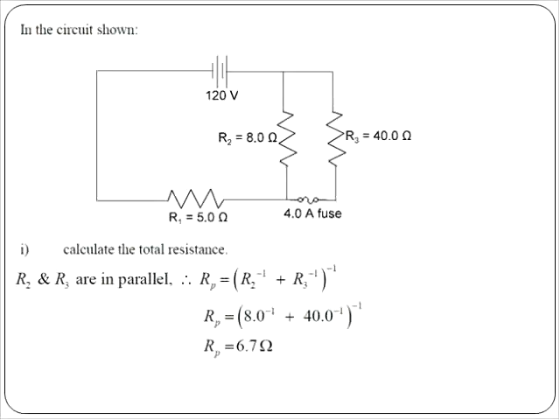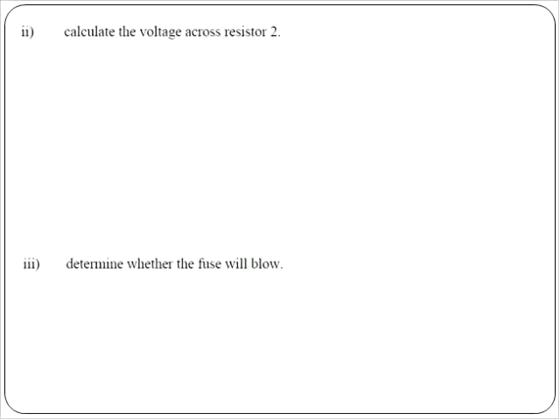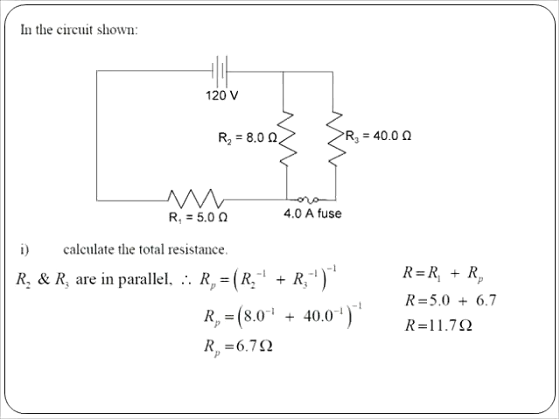And that gives us this for R parallel, which is 6.7 ohms. Then once we know the parallel resistance, all we've got to do is add it to R1, and we get 11.7 ohms. Okay, that's pretty straightforward. Probably worth a mark. Then the second part of this question says to calculate the voltage across resistor 2. So we go back and look at resistor number 2 right here. This guy right here is resistor 2.